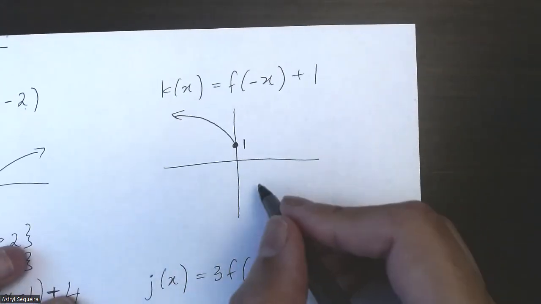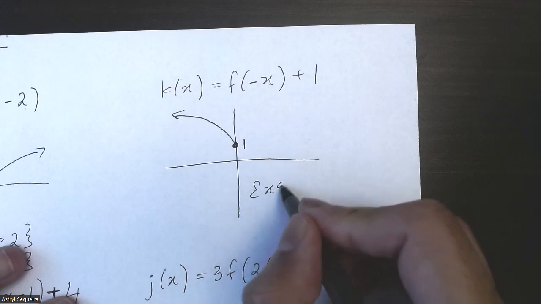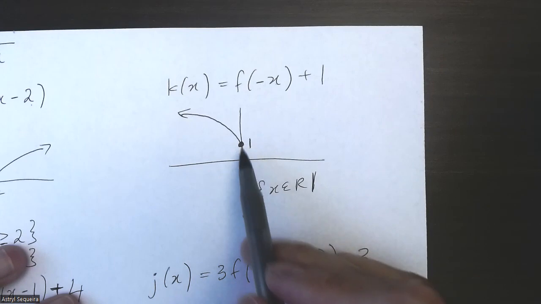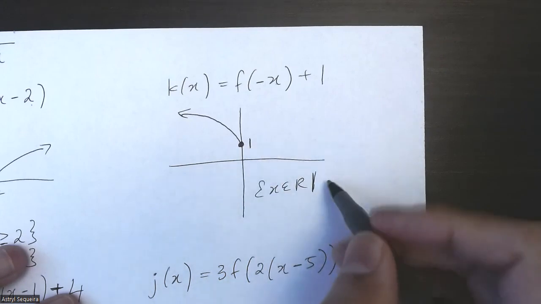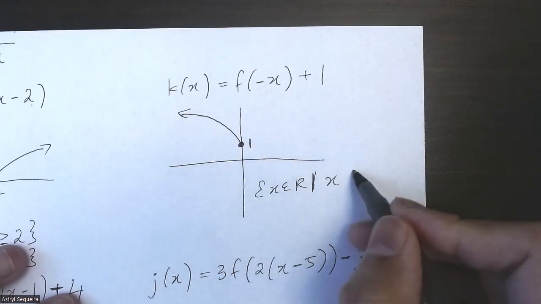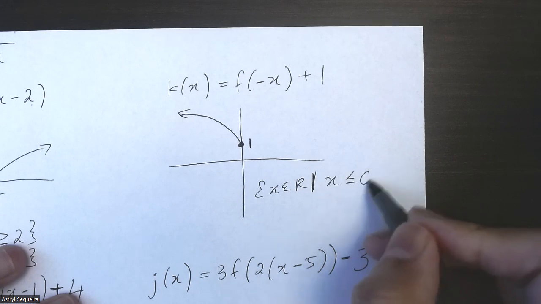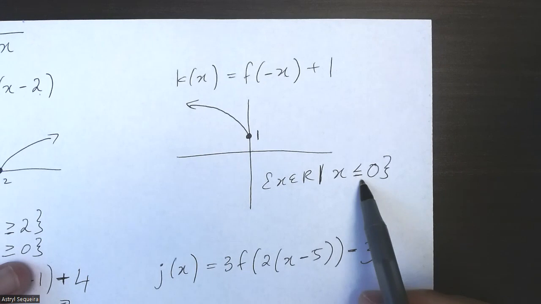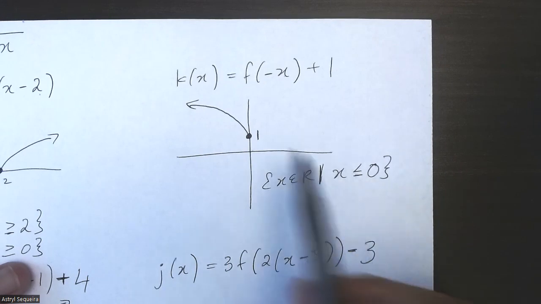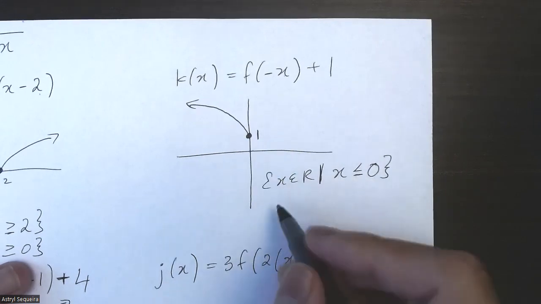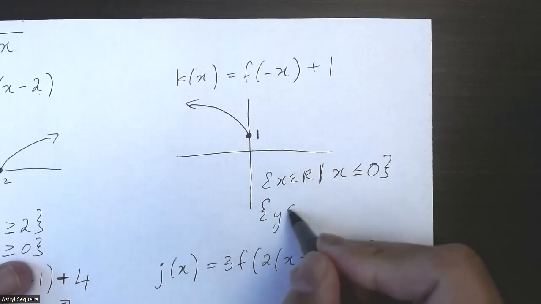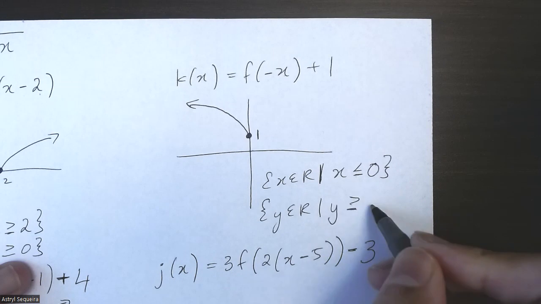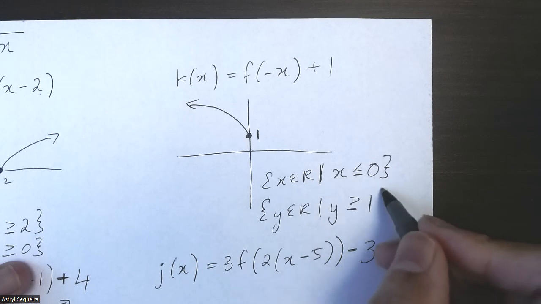So my domain for this function is all real numbers, but now my highest x value is 0, which means that my domain is x is less than or equal to 0. So the reflection in the y-axis has switched the sign of the inequality. My range, my lowest value is positive 1, so it's all real numbers such that y is greater than or equal to positive 1.